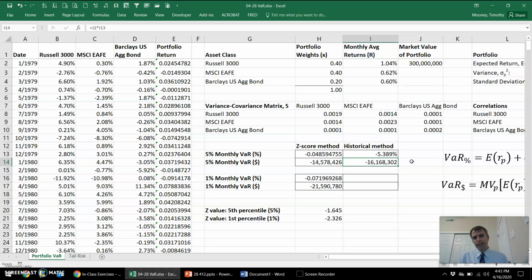in a bad month that occurs 5% of the time, I'd probably want to err on the side of being more conservative. So you can compute the 1% monthly VaR in percent and dollar terms on your own if you like, as an independent learning opportunity. It'd be very similar to using the percentile function right here.